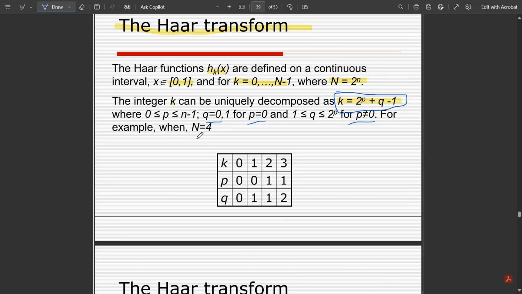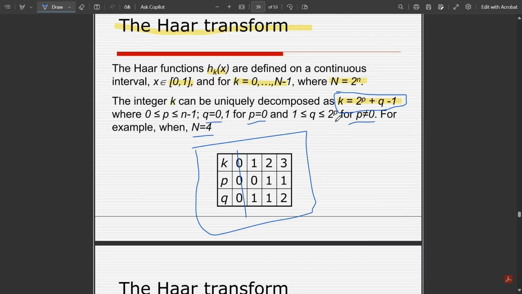For example, when N is equal to 4, k is equal to 0, 1, 2, 3 based on this equation. So the value of p would be 0, 0, 1, 1 and q would be 0, 1, 1, 2. In the first case you see here 0, 0, 0. If you substitute these zeros in this equation, the LHS would be equal to the RHS. Similarly if k is equal to 1, then you should take p as 0 and q as 1. If we take p equal to 0 and q equal to 1, only then this equation would be satisfied.